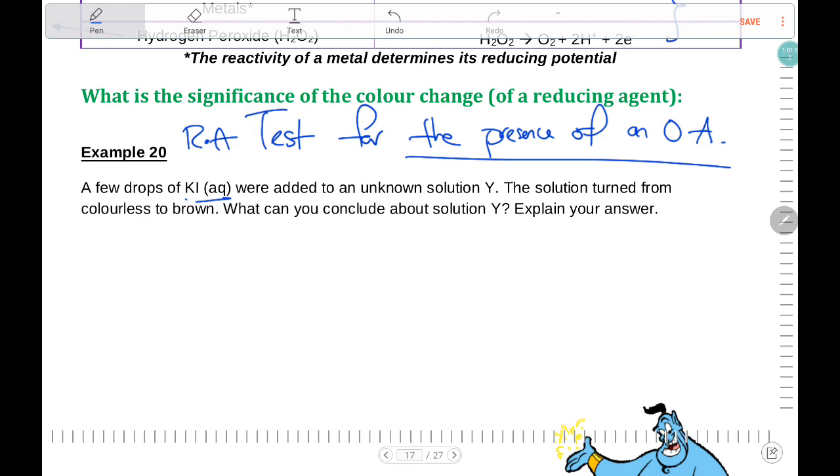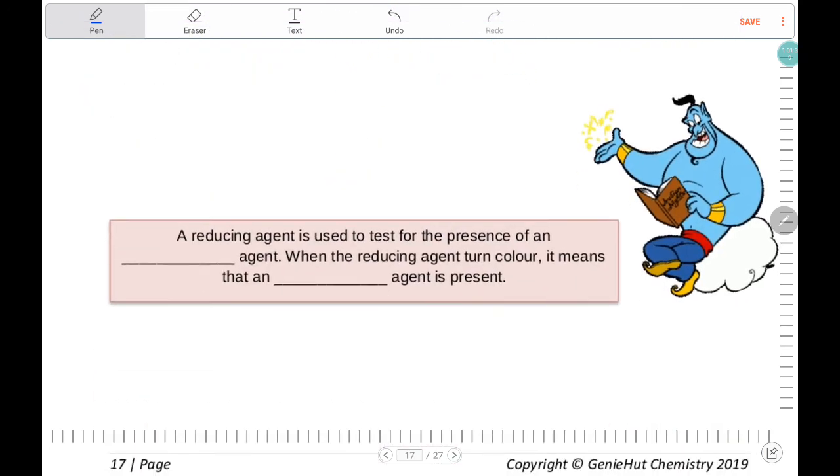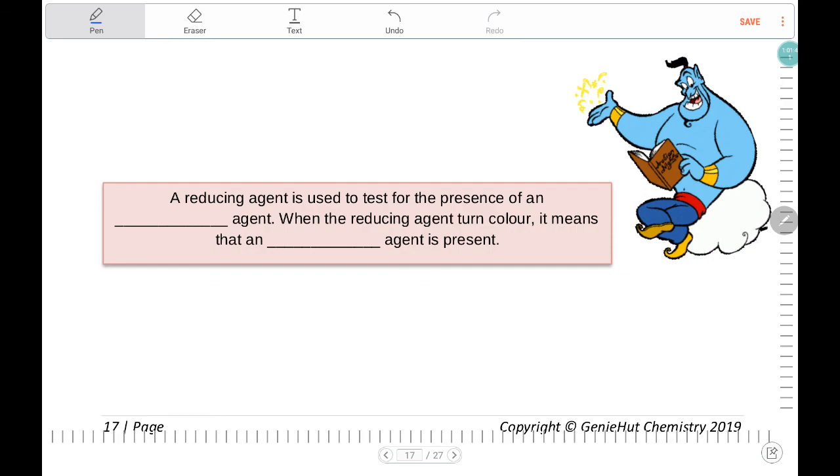Okay, so I hope you have tried. Now I'll give you the answer. If not, pause the video. So a few drops of KI, which we know is a reducing agent, is tested with Y. So it turns color. It tells me that Y is an oxidizing agent. Okay, Y is an oxidizing agent. So I'll keep it short. Same thing over here. A reducing agent is used to test for the presence of an oxidizing agent. When it turns color, it tells me that an oxidizing agent is present.